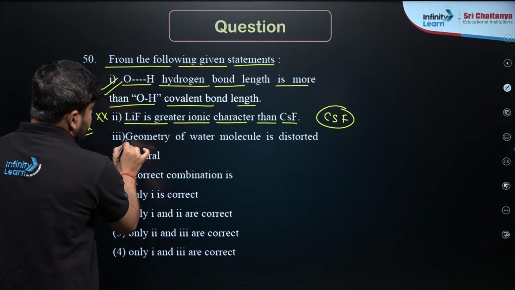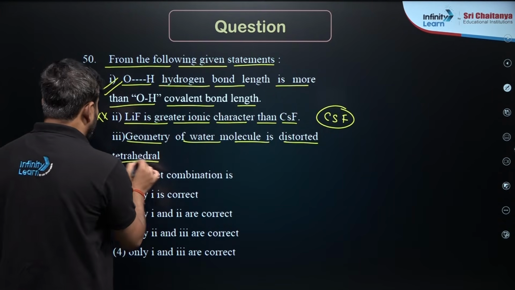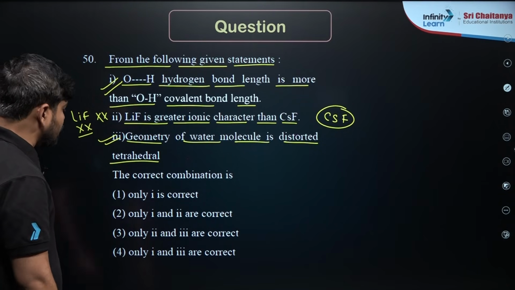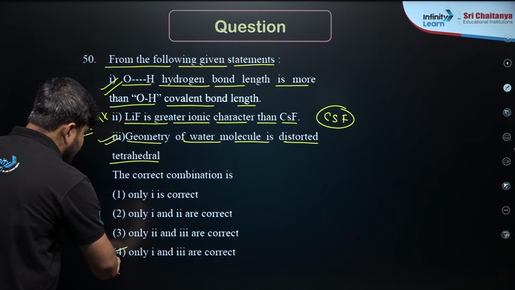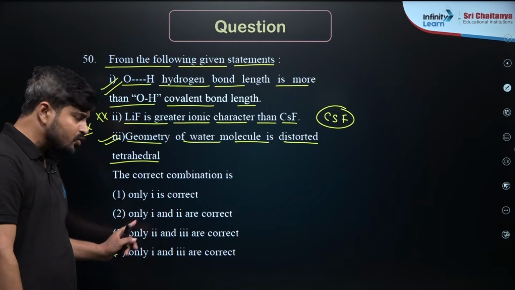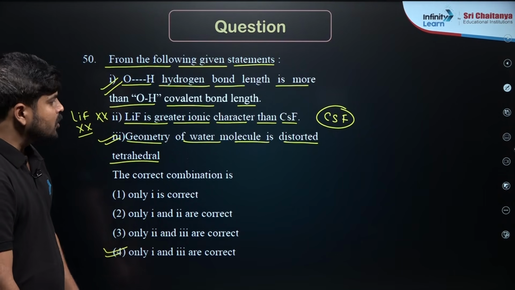And the geometry of a water molecule is distorted tetrahedral. This is also okay. So what we can say, the first and third statements are okay. Which one is the correct option? First and third are correct. So the fourth one is the correct answer of this question.